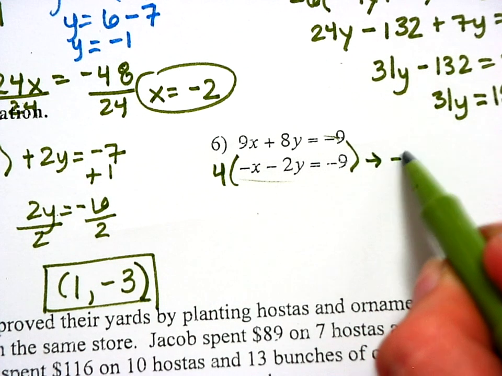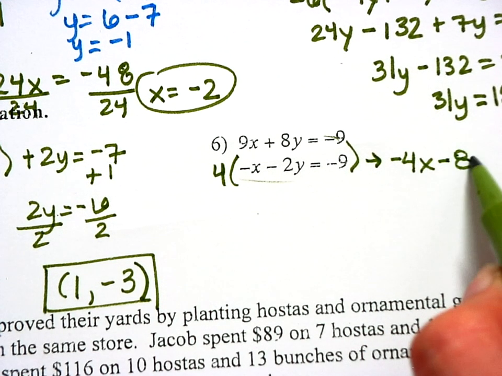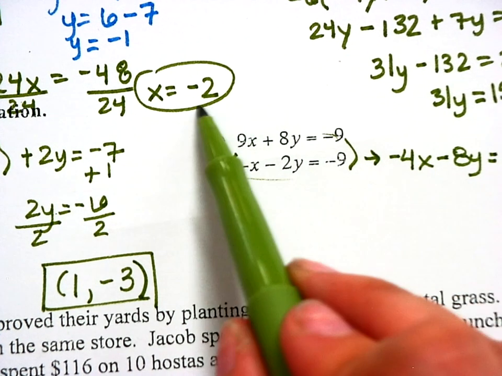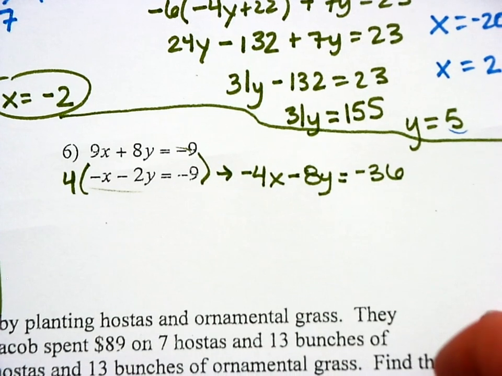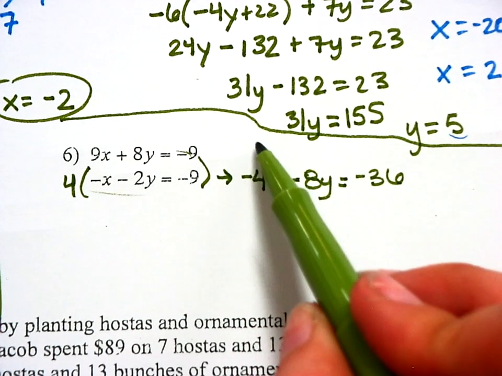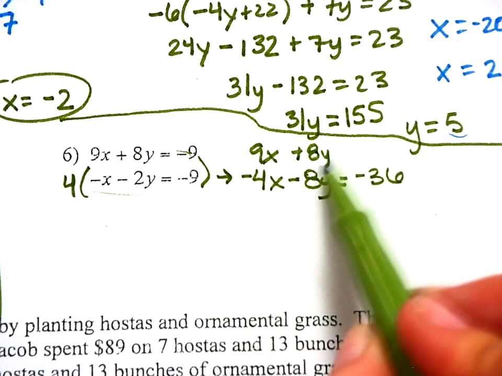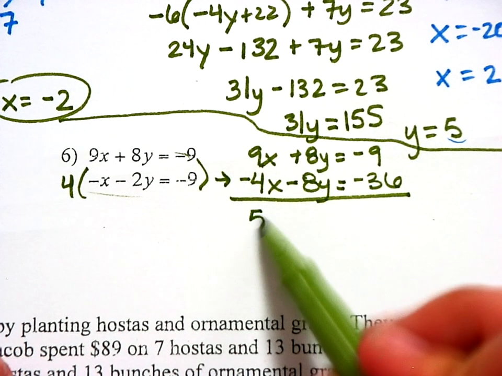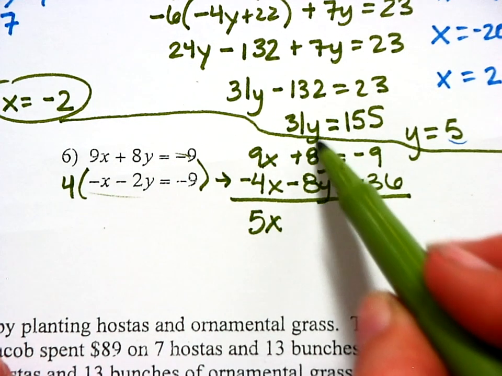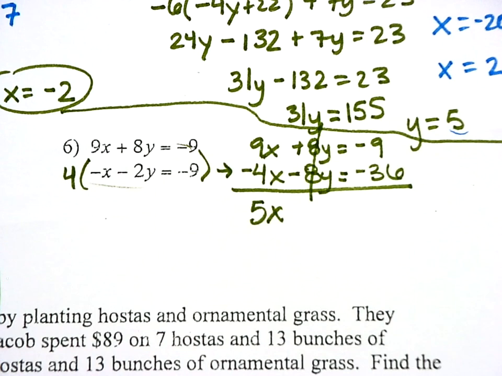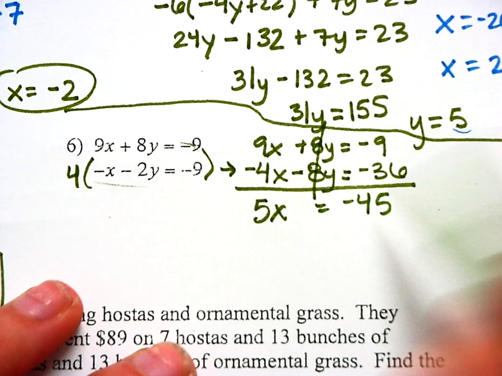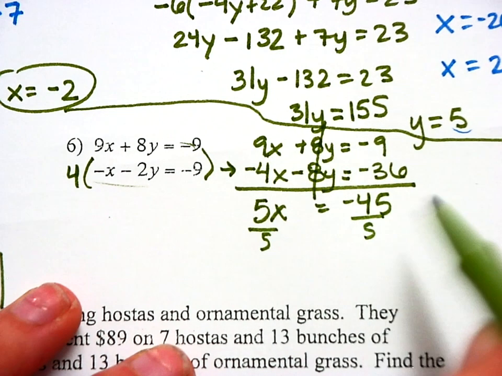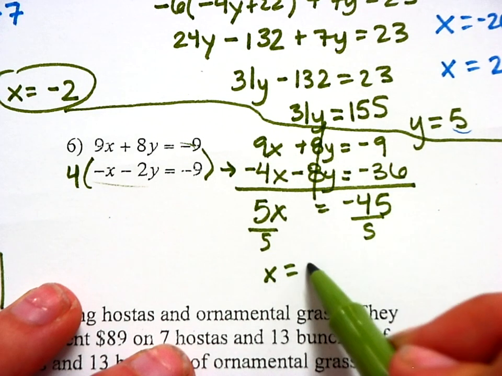So if I rewrite that, that's going to be negative 4x minus 8y equals negative 36. I'm going to kind of cut this off so we don't get mixed up. And then we didn't change the top equation, so don't change it, just write it as is. 9x plus 8y equals negative 9. And then since we did that, now if we add these together, the y's will be eliminated. So 9x minus 4x, that's going to be 5x. 8y minus 8y, that's just 0, so those are eliminated. And then negative 9 plus negative 36, that's some quick mental math. So that's going to be negative 45. Divide both sides by 5. And you get x equals negative 9.